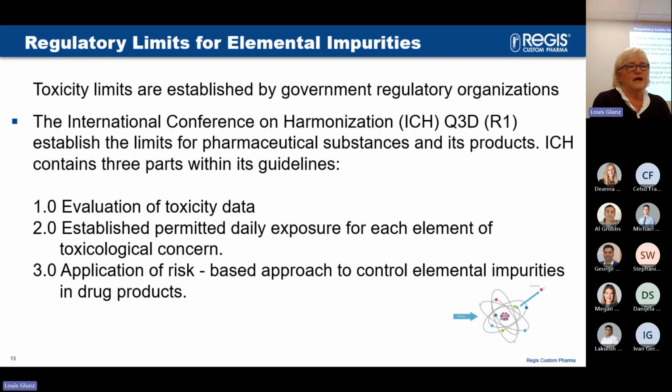Toxicity limits are established by government regulatory institutions. Those institutions are FDA, USP, EP, European Pharmacopoeia, Japanese Pharmacopoeia, and also the International Conference on Harmonization. This particular institution established the limits for pharmaceutical substances and their products. It also harmonized all those proposed limits from the other institutions that I just mentioned.